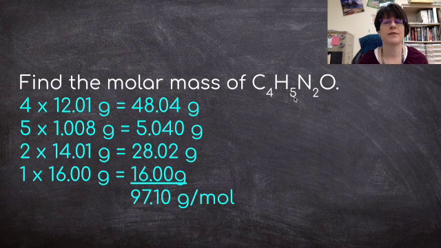We then take the 5 hydrogen, multiply by the molar mass of hydrogen to get the total mass of those. And then the nitrogen, to find the mass of the nitrogens, 2 times the molar mass of nitrogen, we get 28.02. And then finally oxygen, 1 of those times the molar mass of oxygen, we get 16. So we add those up, and now we have our molar mass of the empirical formula.